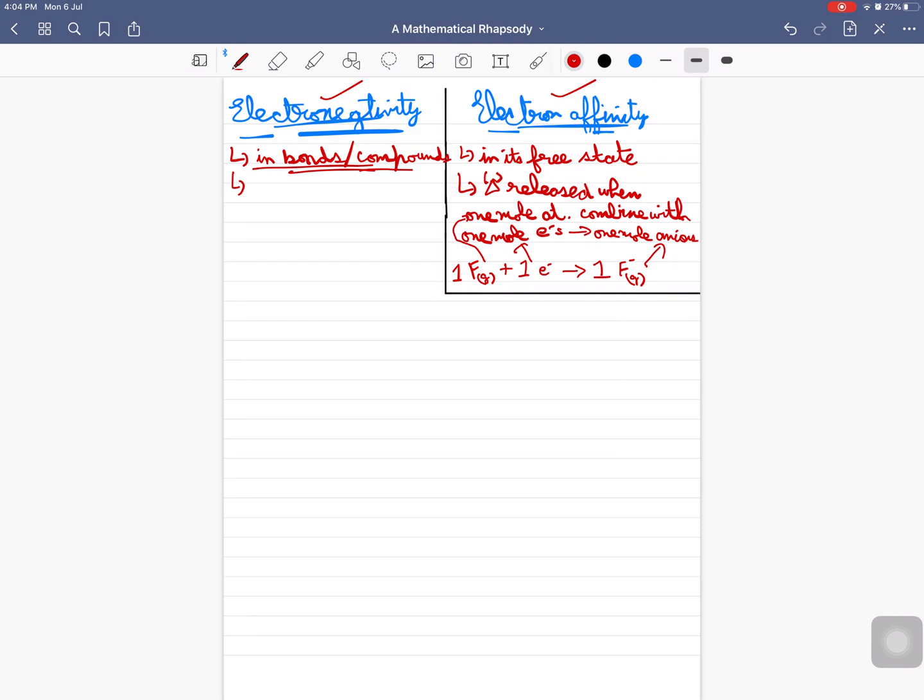Electron affinity is fixed since it is in its free state. It is a property of an atom in its free state, since it does not have to depend on any other atom that it will combine with. It combines only with electrons. So we can say that electronegativity is relative while electron affinity is not. So when we say relative, relative to what? This is also important. Now in 1932 you have someone called Linus Pauling.